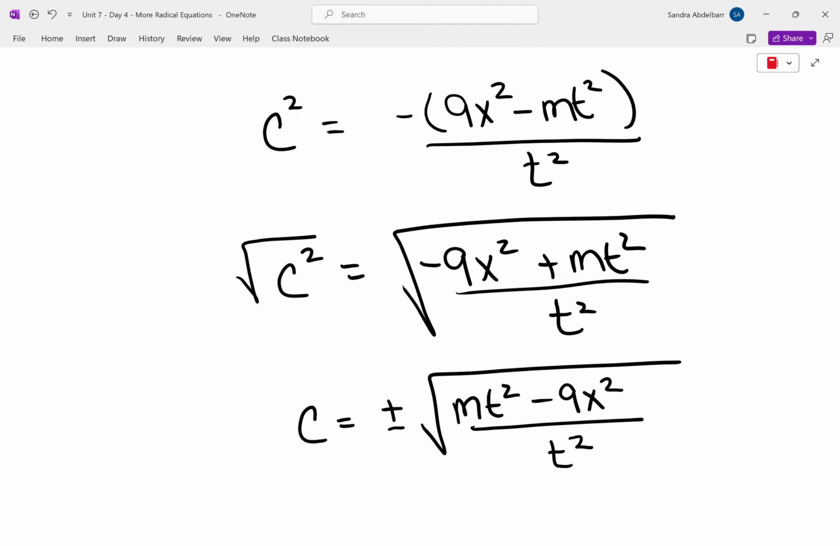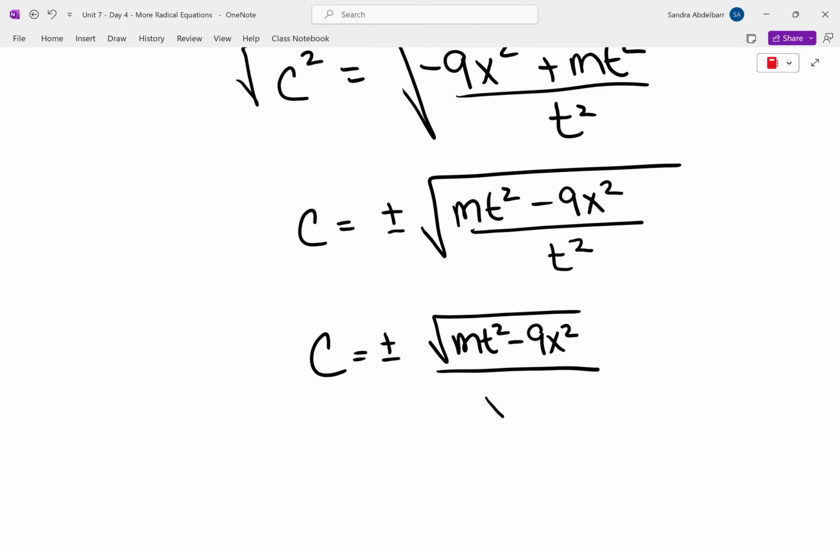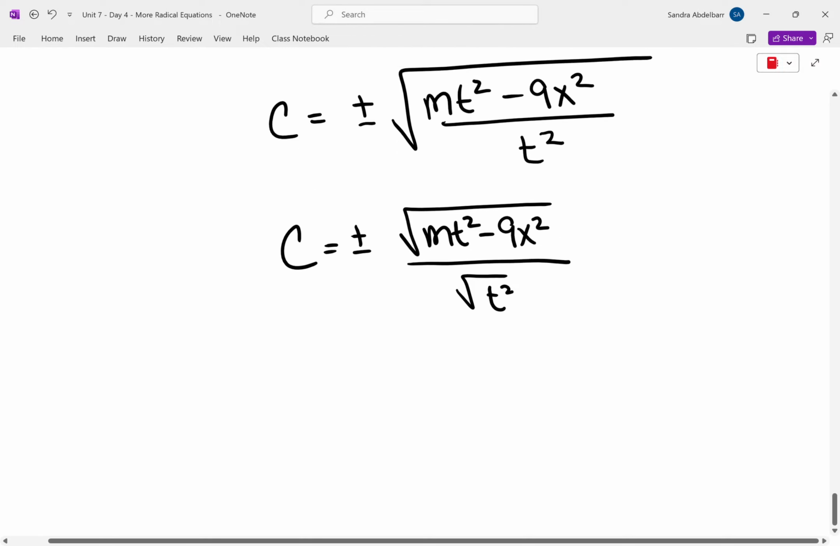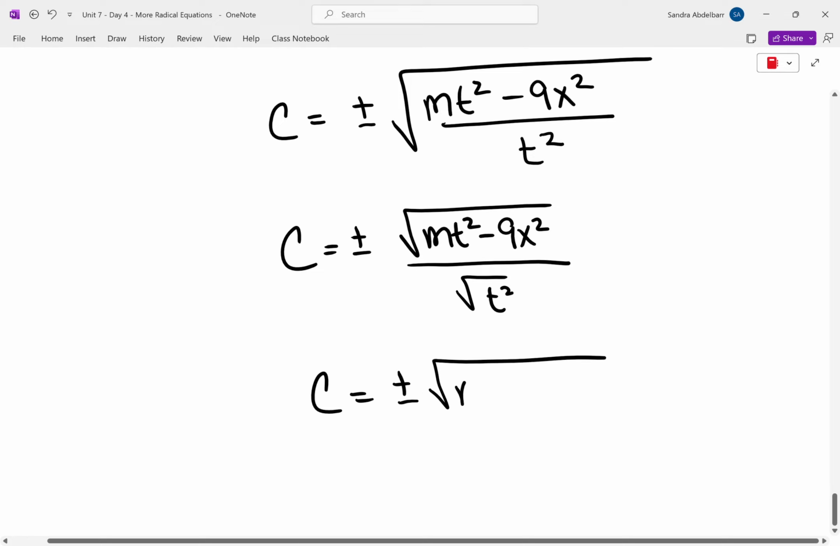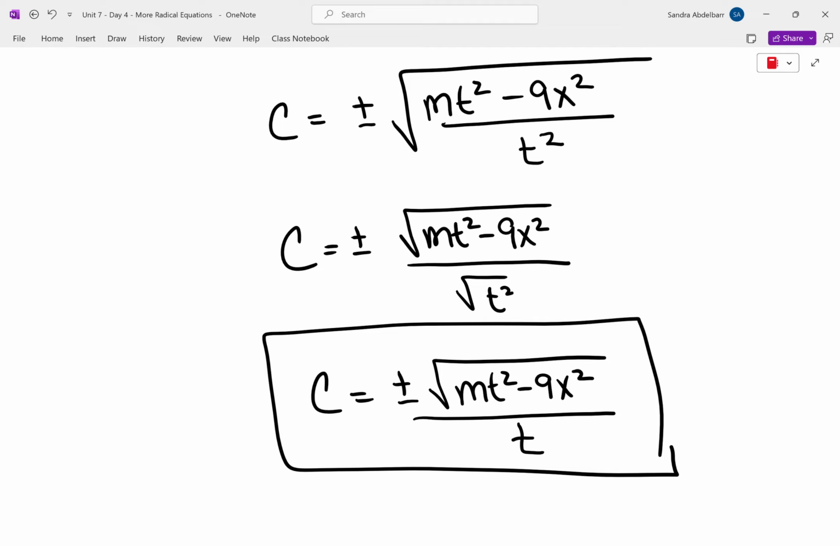Can we leave a fraction underneath a radical? No. So now we split this. So c will equal plus or minus the root of mt squared minus 9x squared all over the square root of t squared. But what's the square root of t squared? T. So c is equal to plus or minus the root of mt squared minus 9x squared over t. And that's your answer for c.